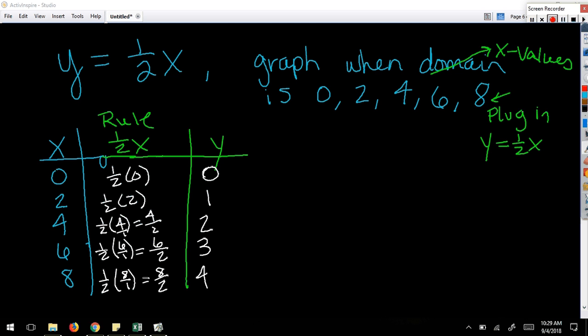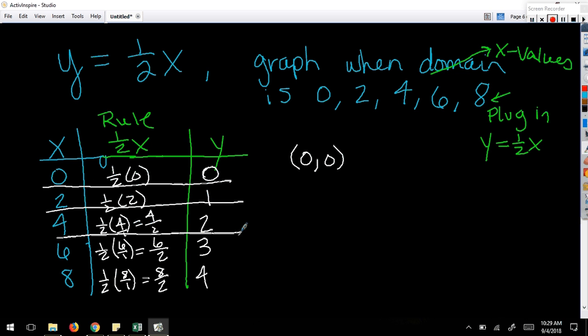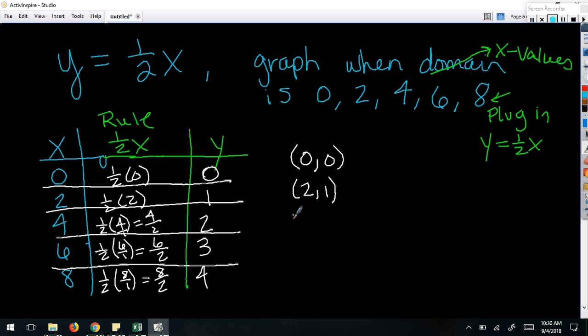Because I said to graph it, right? So in order to graph it, I need some points. So what are the points now? 0, 0; 2, 1; 4, 2; 6, 3; and 8, 4. I hope we can all graph these, yes? Yes.